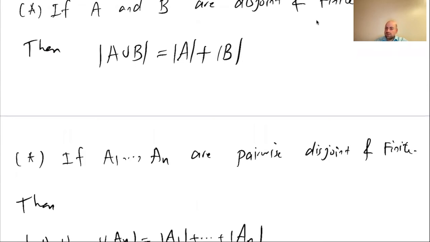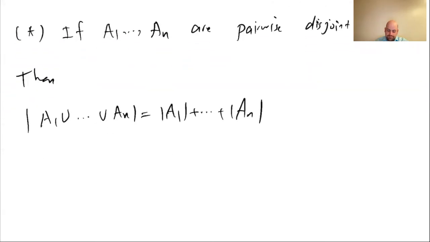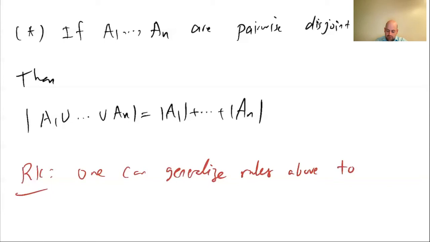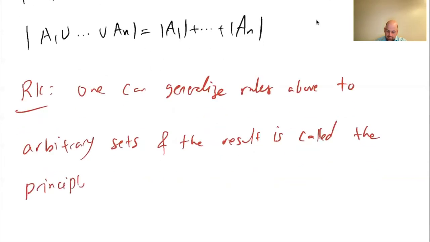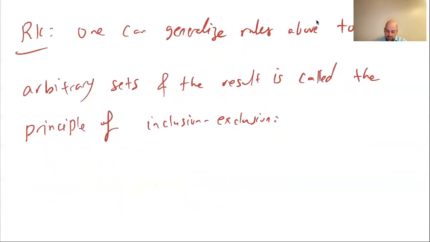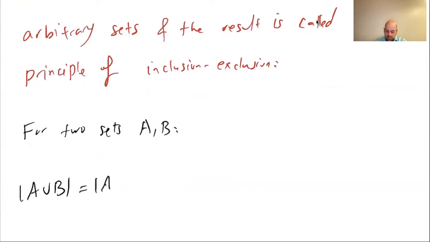But what about if the sets are not disjoint or pairwise disjoint? So, remark: one can generalize the rules above to arbitrary sets, and the result is called the principle of inclusion exclusion. Let's see how it works. For 2 sets, A and B, I can say the number of elements in A union B is equal to the number of elements in A plus the number of elements in B minus the number of elements in A intersection B.